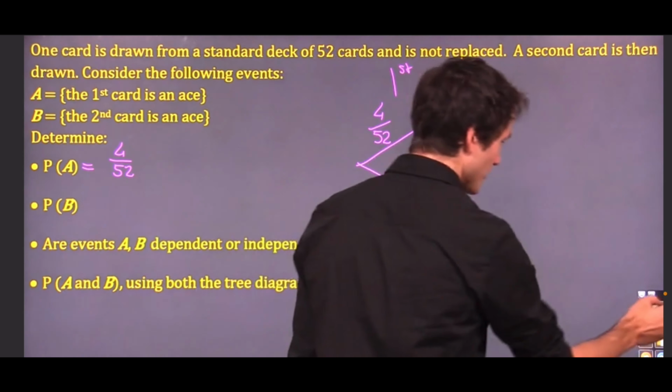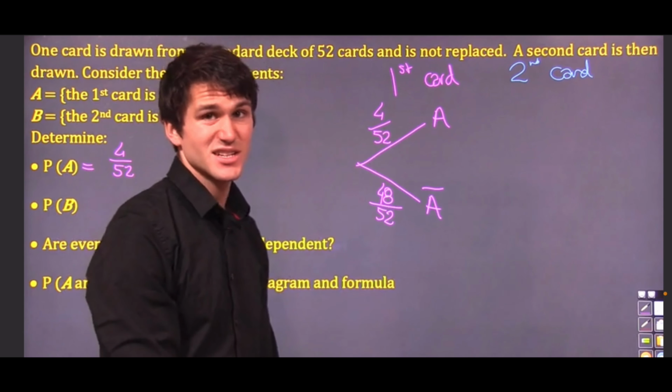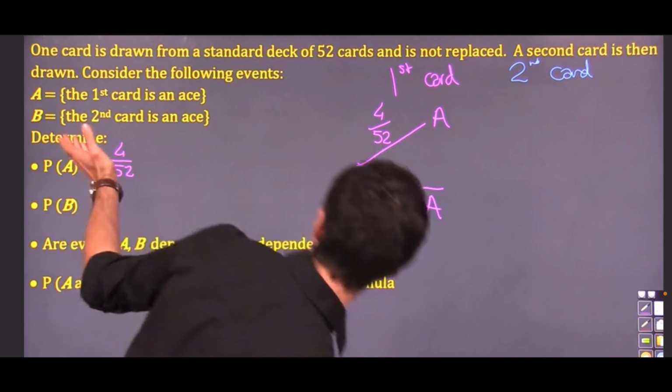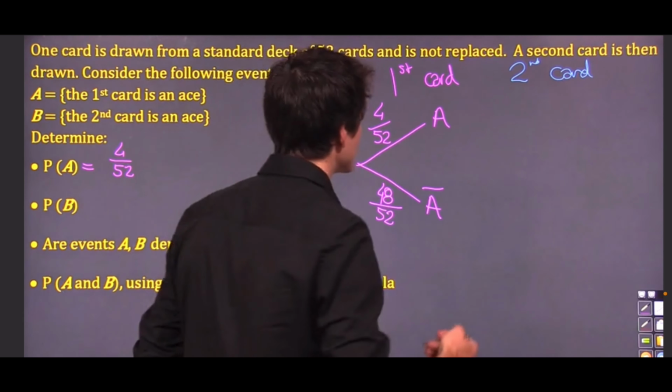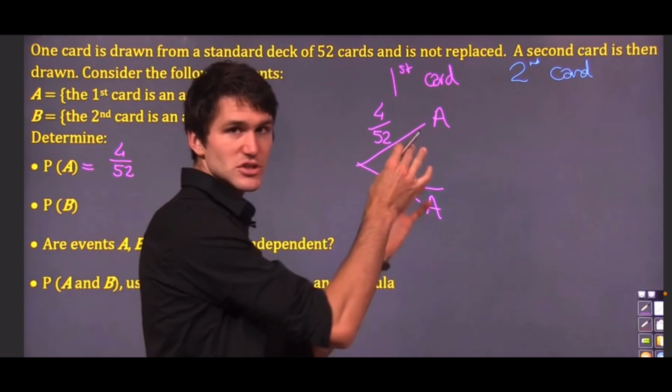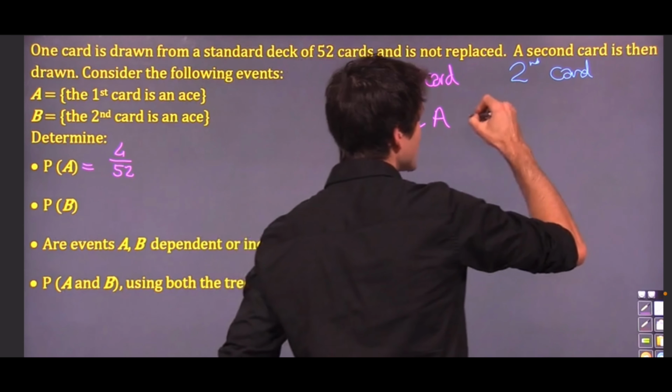Can we do the second part? No, because the second part is for the second draw. Why don't we continue on this tree diagram for the second card. Likewise for the second card, we'll only care if it's an ace or not an ace, because B is the second card is an ace. So let's condition things on what happened for the first draw. The first card could have been an ace, and then we could draw a second ace.